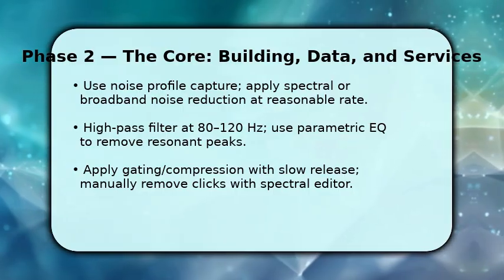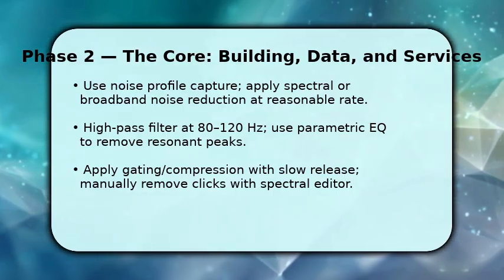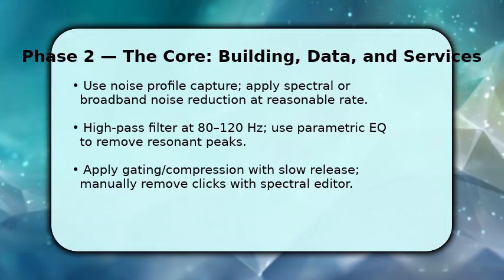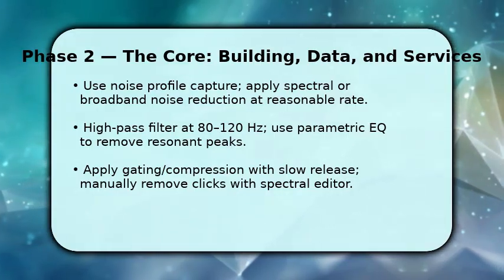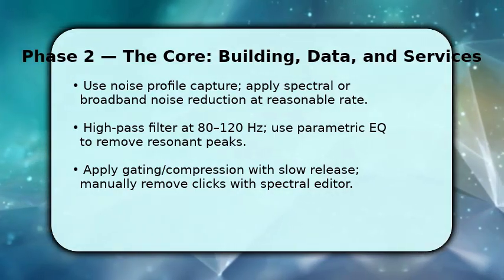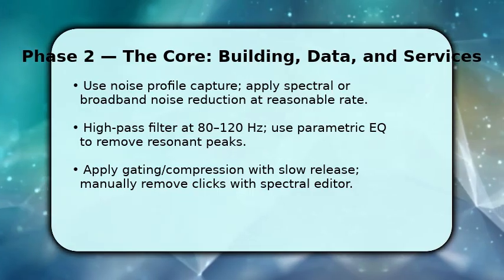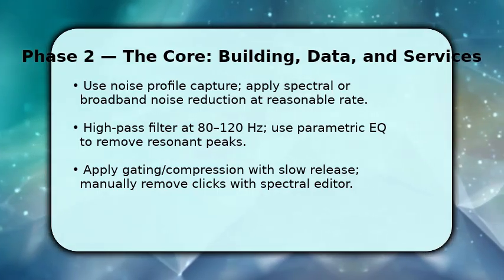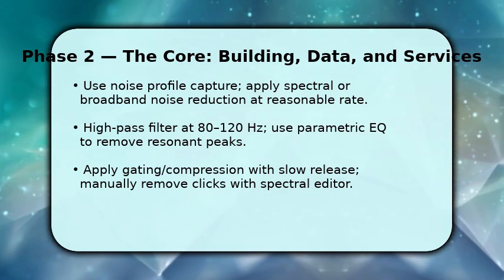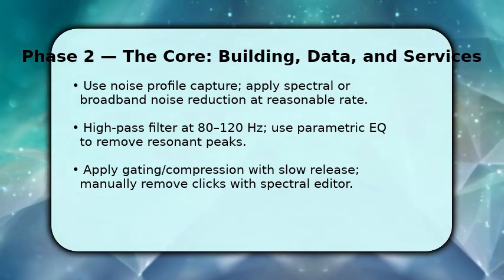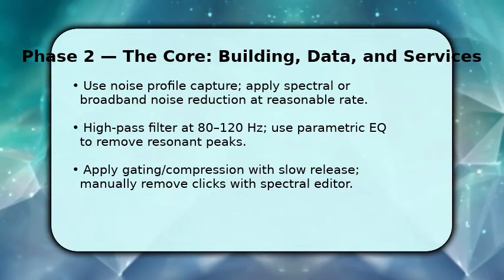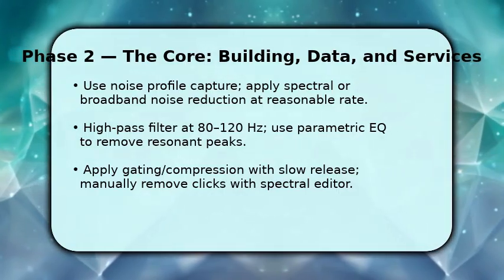Next, make surgical EQ moves. High pass at around 80 to 120 Hz to remove rumble, then notch resonant peaks you identify. For variable noise, use a gate or adaptive noise suppression with threshold and attack tuned to speech. If you still see clicks or breaths, zoom into the waveform and use spectral repair tools to paint them out, preserving natural breath and reverb.